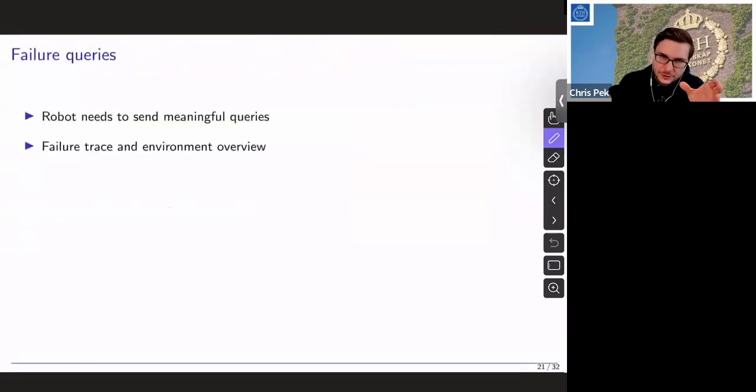First, in this framework, when the robot encounters a failure, it needs to send a query to the human. Similar to before, when we talked about the parameter update, the robot needs to send meaningful queries so that a non-expert in this case gets what's the state of the agent, what's the action that failed, and is there enough information to provide feedback in order to correct the failure? So in this case, it's the classical failure trace and environment overview.